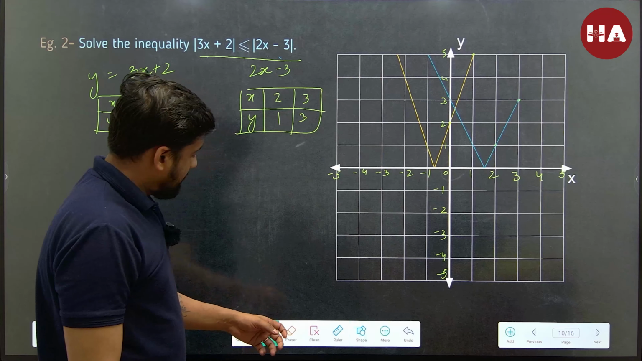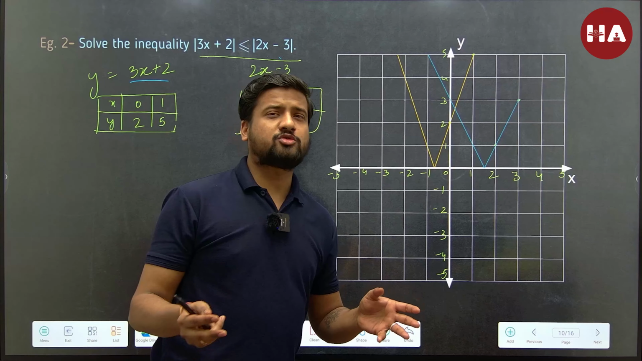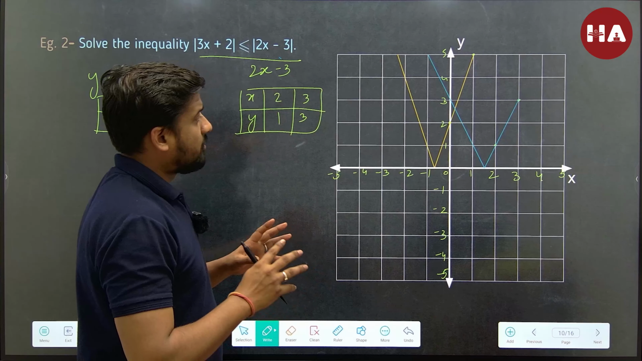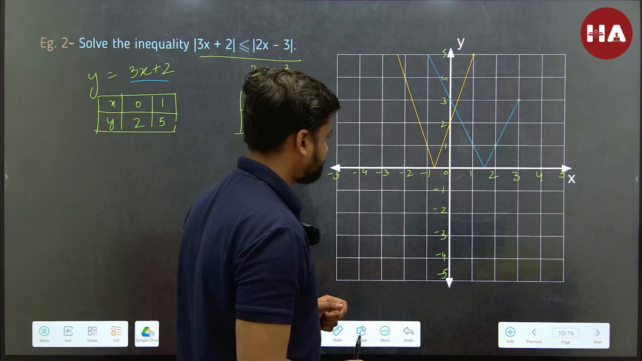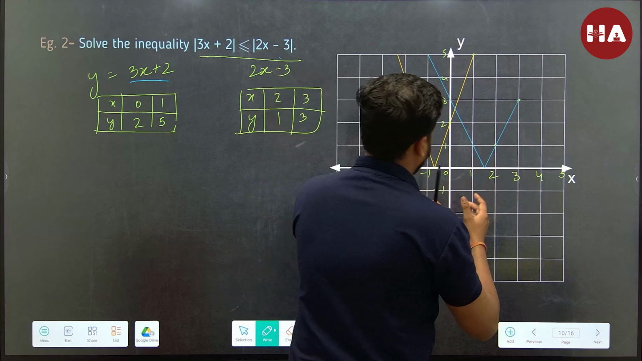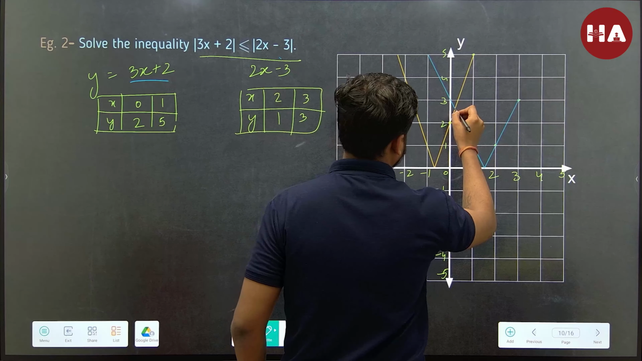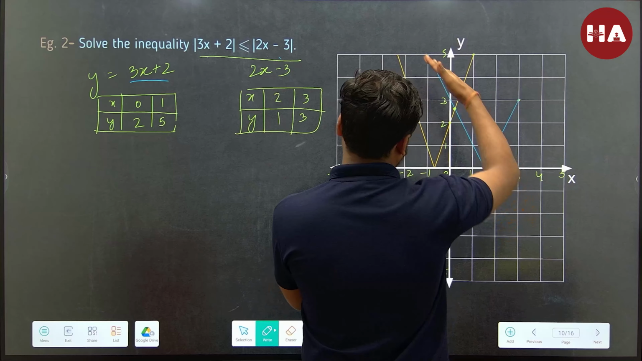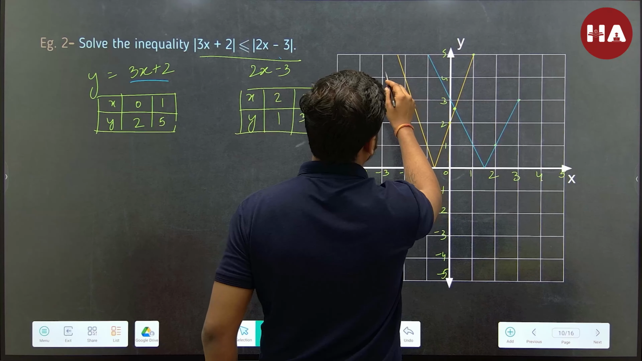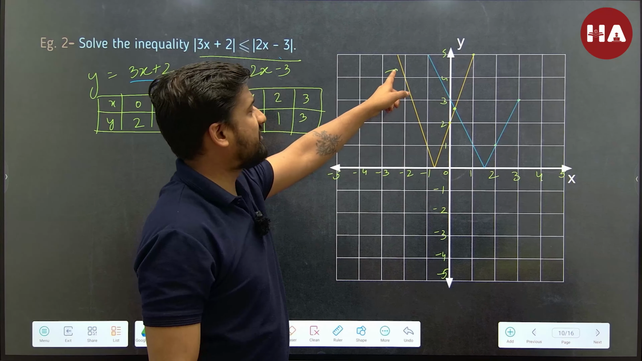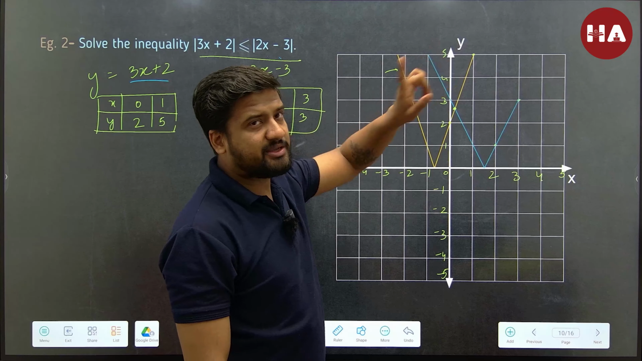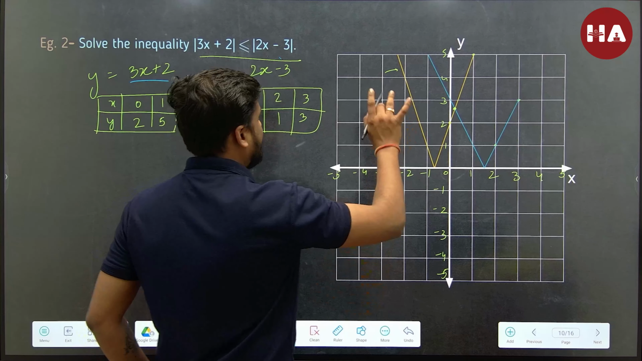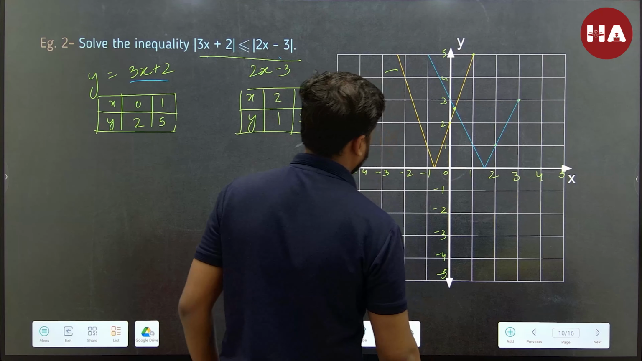Now again, I told you that I need to have two solutions, but I'm only getting one. So let's figure out which will be the other solution. It's very much clear that we have one solution, that is this point, right? And when this blue line is extending, it's moving closer and closer to this yellow line, right? So there will be a point where these two lines are going to intersect, right? So let's find out those 2 points first.